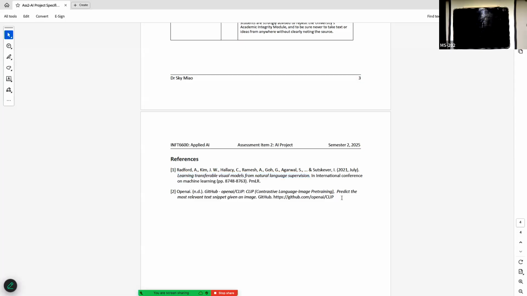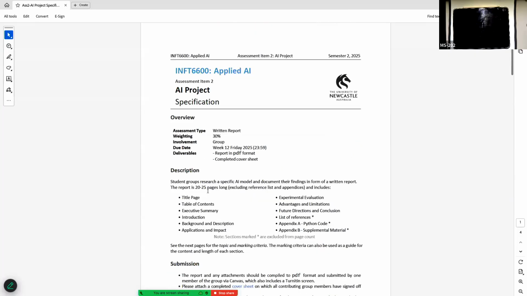But for students who just need to implement it and don't care much about the algorithm, you can directly focus on this GitHub. It gives you very detailed guidelines about how to utilize this model with the APIs, etc. Okay, so that's all about your assessment 2.